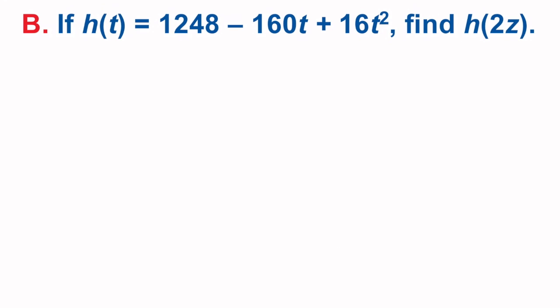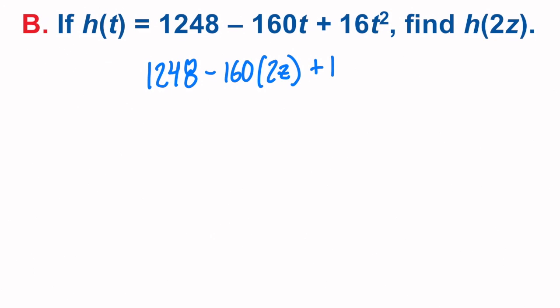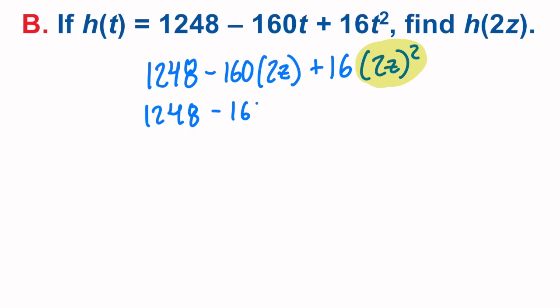So I'm going to write down 1248 minus 160, and like before, we're going to replace the t with our input, which is 2 times z, and put that in parentheses, and then plus the 16 times 2 times z. So we're replacing the t, and don't forget the power of 2. Just like before, when we use PEMDAS, we're going to focus first on the power. So I'm going to rewrite everything the way it is, bring it down, and then multiply inside the parentheses with the power.